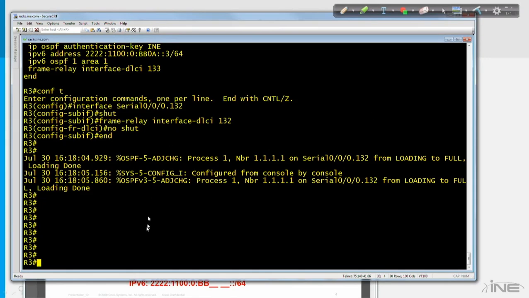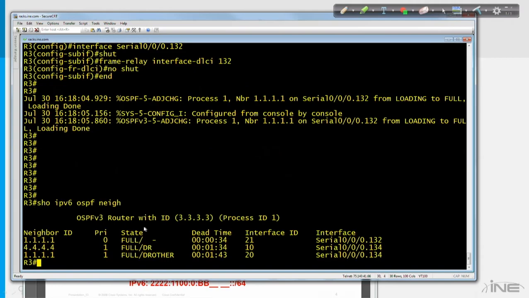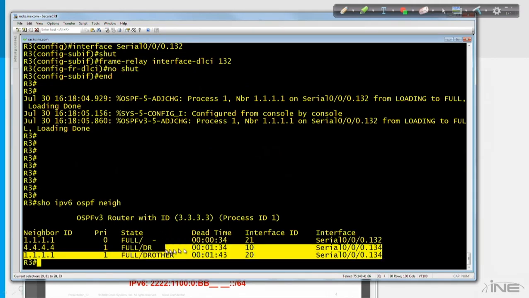Okay, so let's see here. Show IPv6 OSPF neighbor. Across this, I should see 2 neighbor relationships, and I do. So my connection between 3 and 1 is fine. He actually has 2 connections between router 3 and router 1, and that's good. Everything looks great. So the last thing to check is the connection between router 1 and router 4.